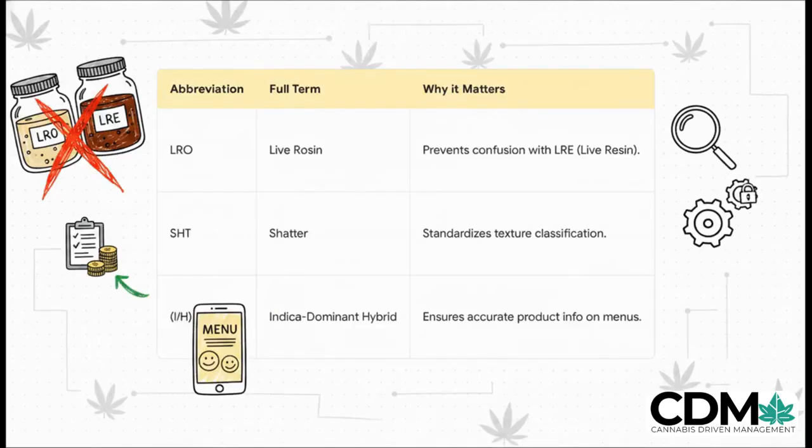is using. And here's a perfect real-world example of why this matters so much. Using the abbreviation LRO for live rosin instead of LRE for live resin. I mean, that seems like a tiny detail, right? But it's actually massive. If you mix those up, you could have incorrect inventory, you could fail state audits, and you could give completely wrong info to customers. This shared language stops those huge mistakes before they even happen.